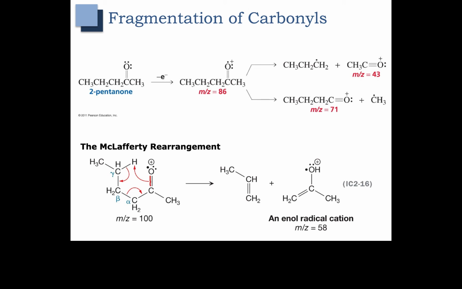That pi bond there becomes the oxygen-hydrogen bond. The carbon-hydrogen bond here becomes the carbon-carbon pi bond. And the carbon-carbon bond here becomes the carbon-carbon bond over here on the right. This enol radical cation species corresponds to our peak that we see at 58.